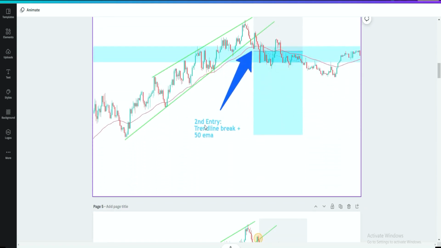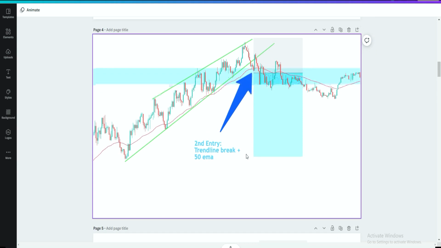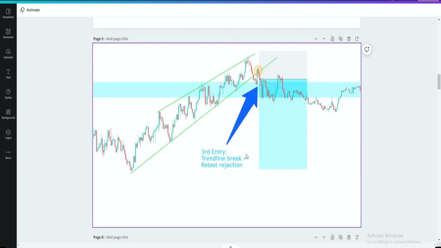Okay, our second entry would have been the trend line break plus the 50 EMA. So not only did it break the trend line, but it also broke the 50 EMA and closed, in this case, below it. So that would be a second potential entry.